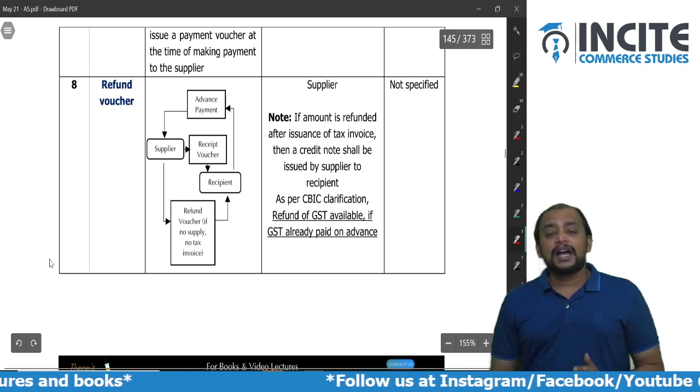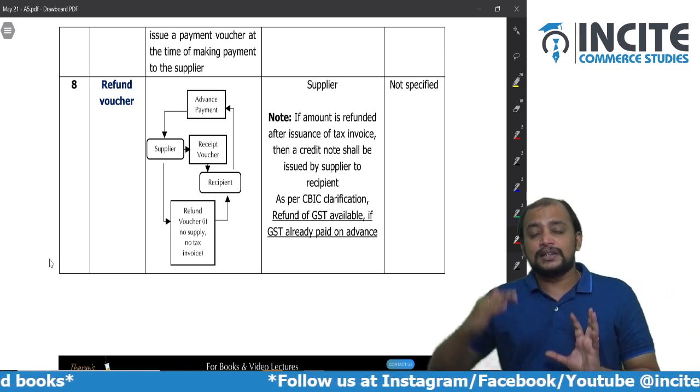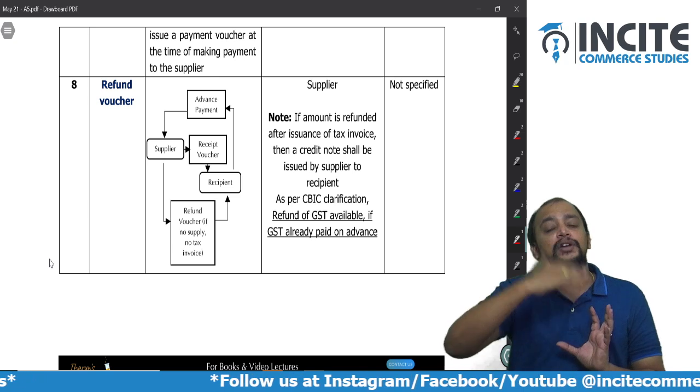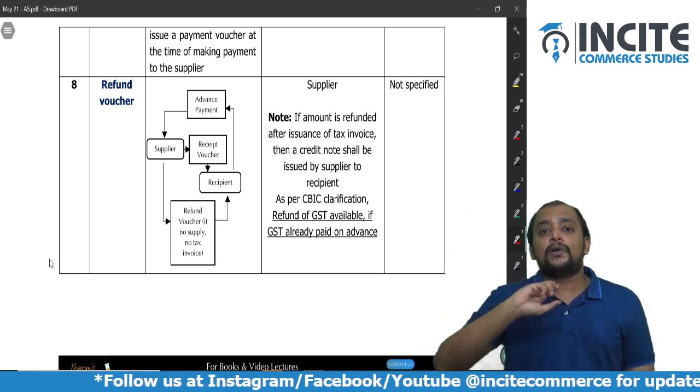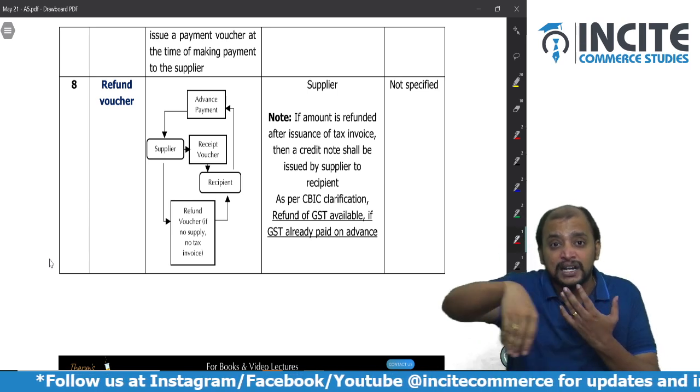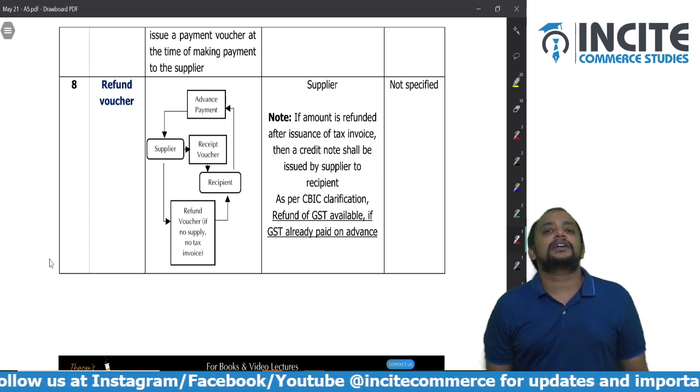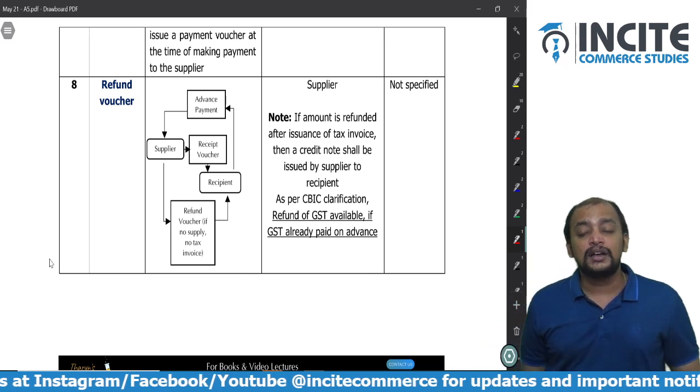Then the refund voucher. That is, I collected an advance, and still the invoice is not issued. I gave a receipt voucher. Now I am cancelling the supply and I am giving a refund of this amount. Now in that case, the refund voucher will be given.